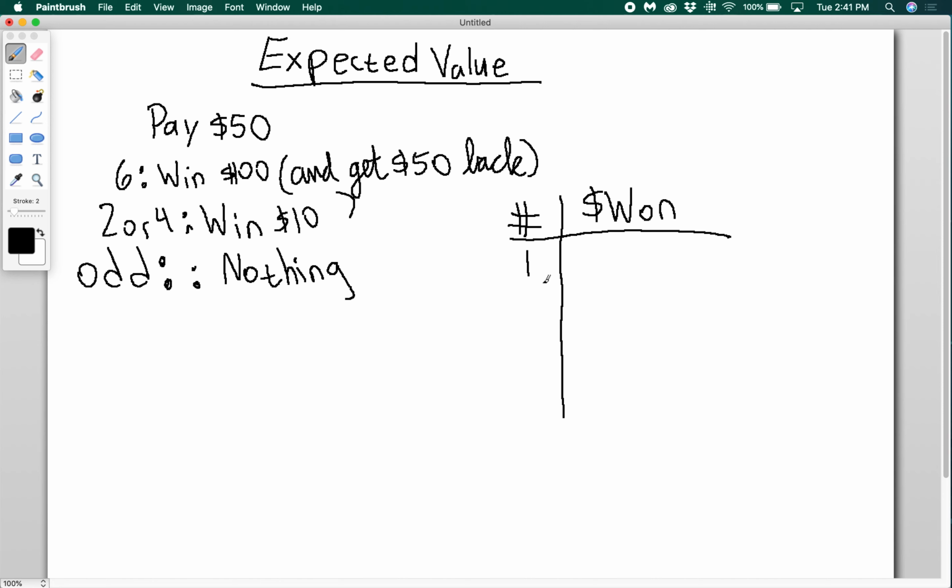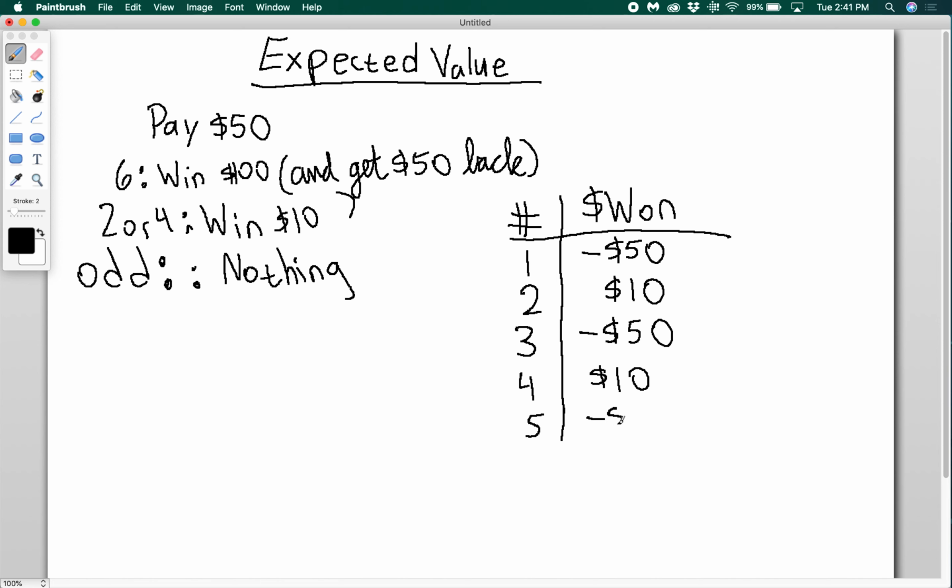If I roll a 1, I lose $50 because I've paid $50 to play, and I don't get anything back. If I roll a 2, I win $10 because I get my initial 50 back, and then I get 10 more than I started with. If I roll a 3, I lose $50. If I roll a 4, I win $10. A 5 being odd is going to be the same as 1 and 3, a loss of $50. And a 6 is going to be a win of $100.